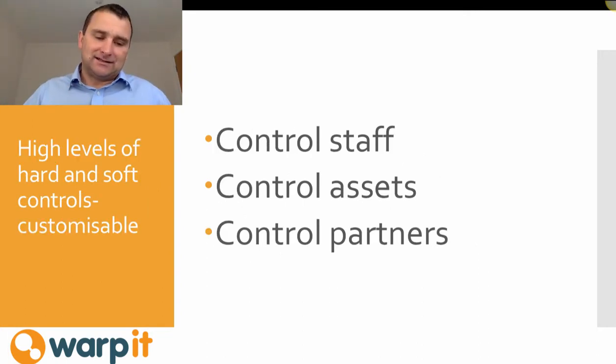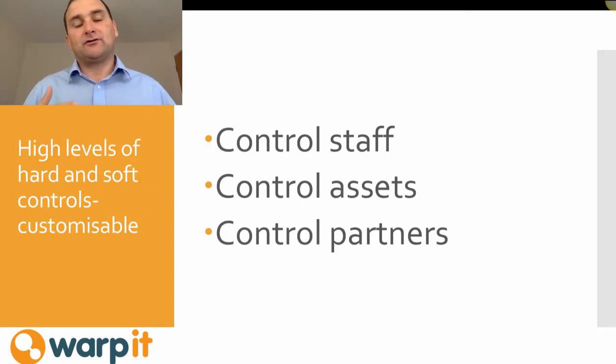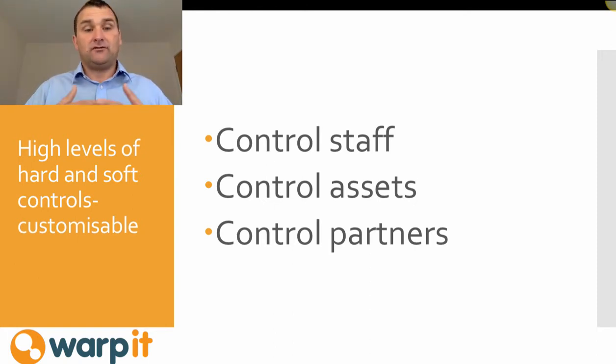Just to highlight, the system has high levels of hard and soft controls. By hard controls, I mean it stops people doing certain things. By soft controls, I mean they're quite passive in some cases, where it's just advice to staff. And these controls are all customizable, okay? So you can control your staff, you can control what sort of assets they're adding, and you can also control how you liaise with partners. For example, when I say partners, I mean external organisations. You might want to link up with one organisation but not another, so you can control that.